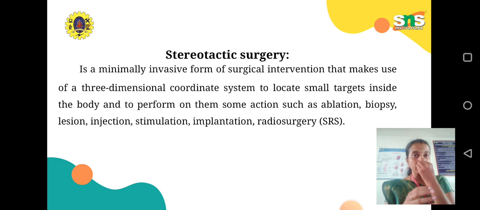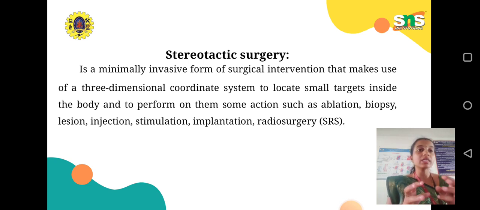In the previous video, we saw about stereotactic radiotherapy: what the therapy is, what its uses and advantages are, and what the types are. Here we are going to see about stereotactic surgery. It is a minimally invasive form of surgical intervention that makes use of a three-dimensional coordinate system, that is x, y and z.